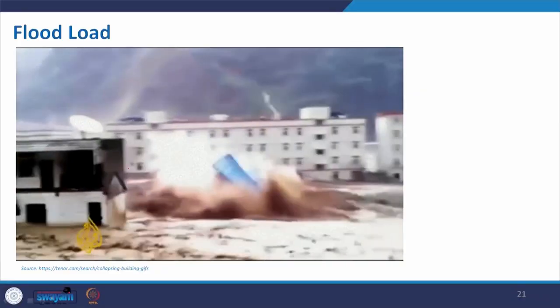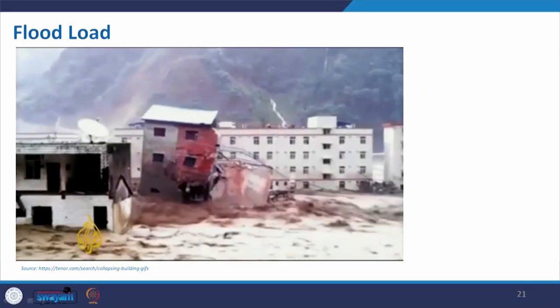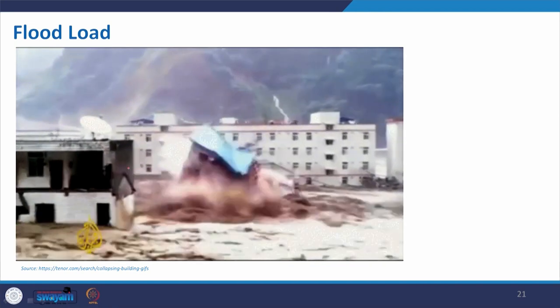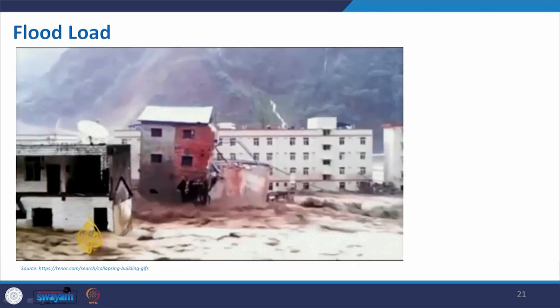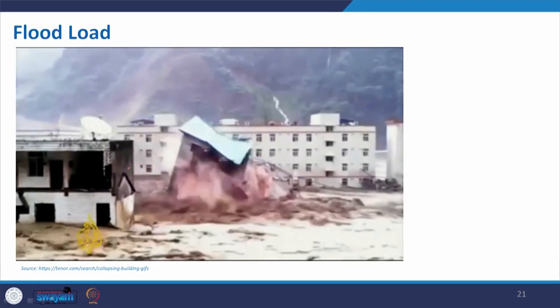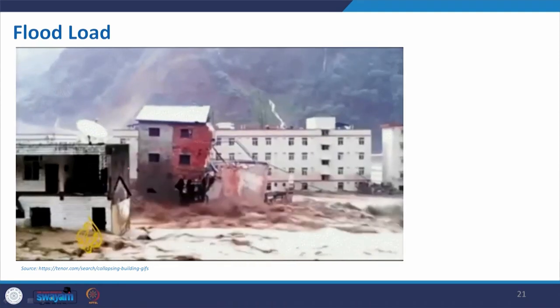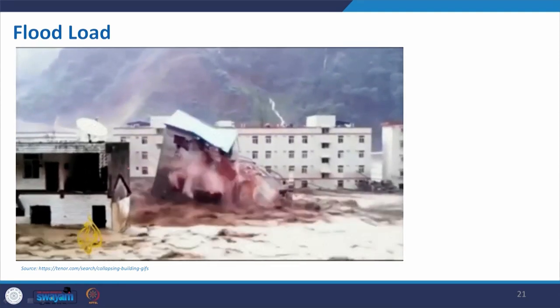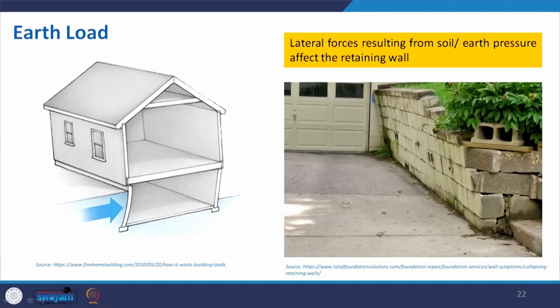Let us see the next GIF image. You can see that due to flood, the building is totally collapsed. Recently in India, in Uttarakhand, we also experienced a similar thing due to the heavy unprecedented rain and flood, and many buildings collapsed. This is the earth load: basically lateral forces resulting from soil or earth pressure that may sometimes damage the structure.